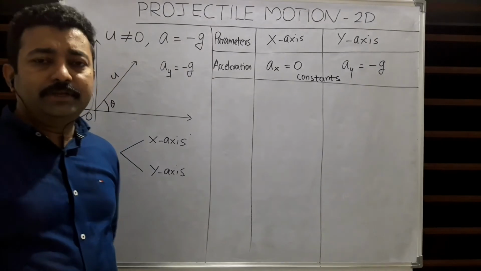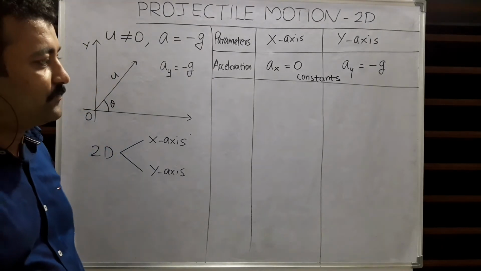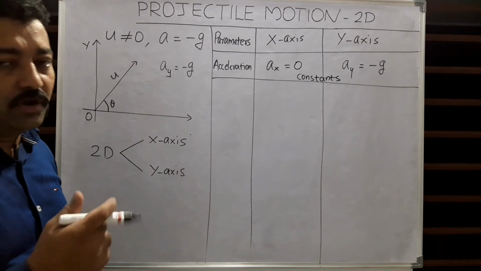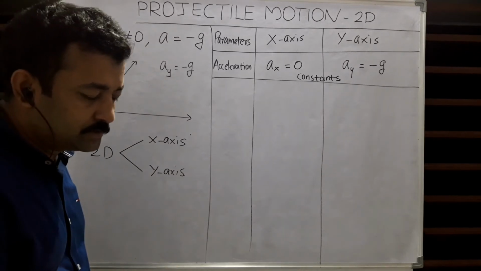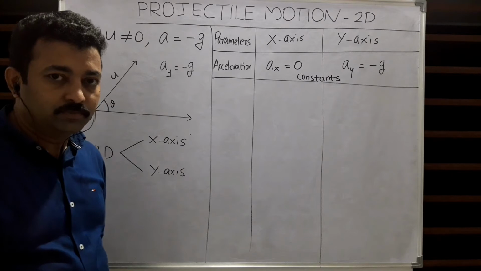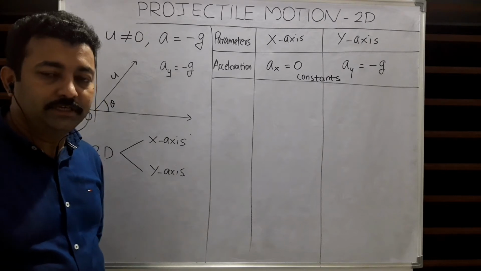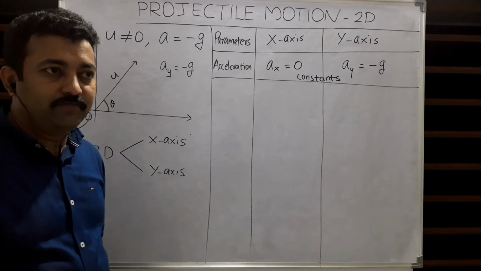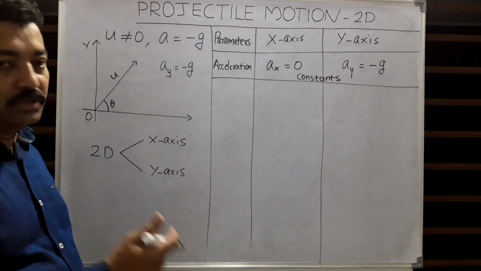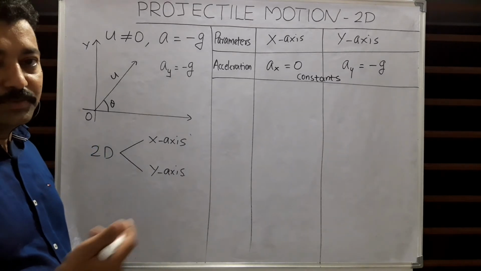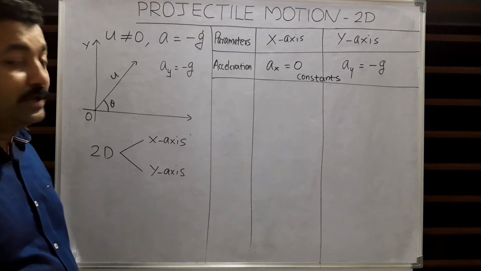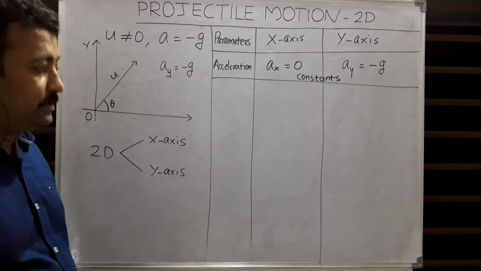So in kinematics, we have already studied that if acceleration is found to be constant, then we can make use of the equations of motion, like v is equal to u plus at, s is equal to ut plus half at square, and v square is equal to u square plus 2as. That means velocity-time relation, displacement-time relation, and displacement-velocity relation. So all these we can use to find out other parameters.